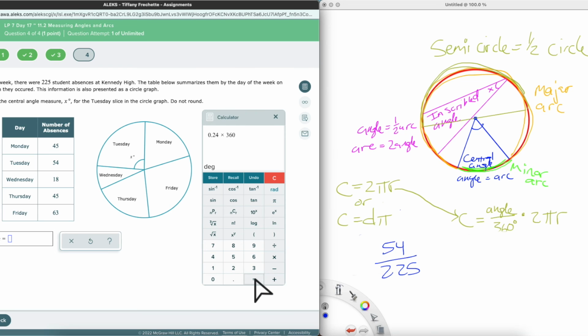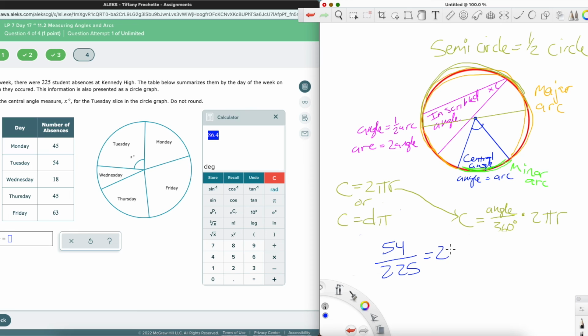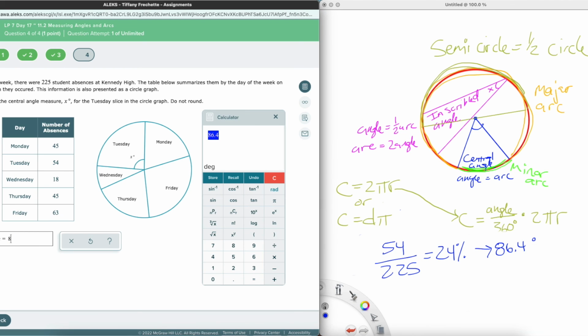So because it was 24%, the angle is 86.4. And we're not doing the length. They just asked us what the central angle is. Either way you look at it, whether the arc length or the central angle, it wouldn't matter. This is in fact what they're looking for. We want 86.4 for that slice of the pie.